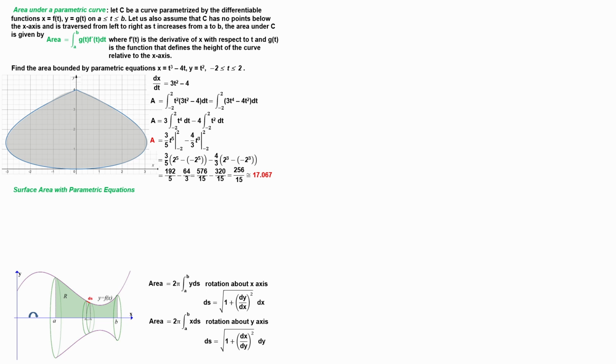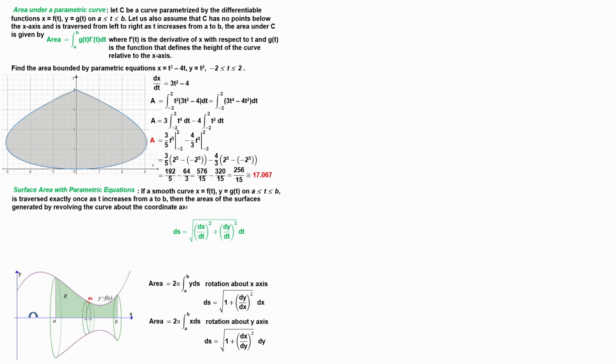Likewise, we can adapt these two surface area formulas for parametric equations. To find the surface area in this case, we simply need to modify the expression for ds. If a smooth curve x equals f of t, y equals g of t, on A to B, is traversed exactly once as t increases from A to B, then the areas of the surface generated by revolving the curve about the coordinate axis are as follows.